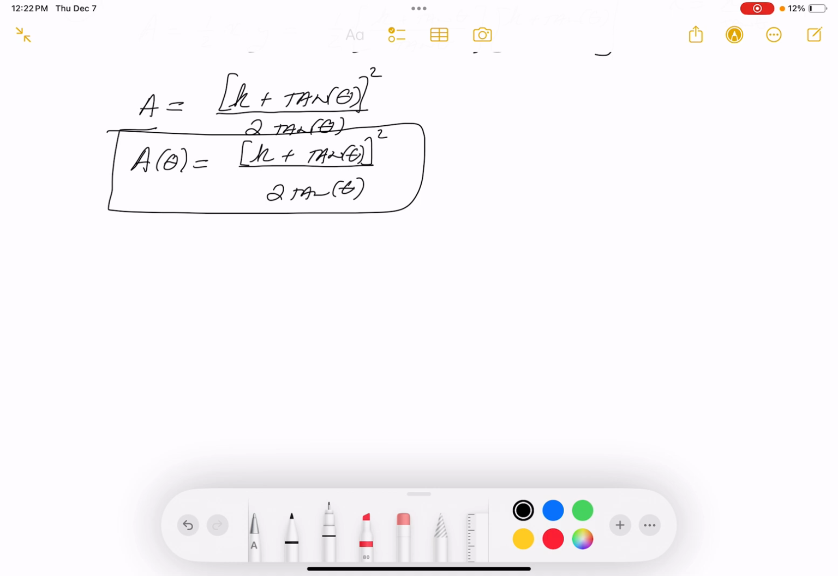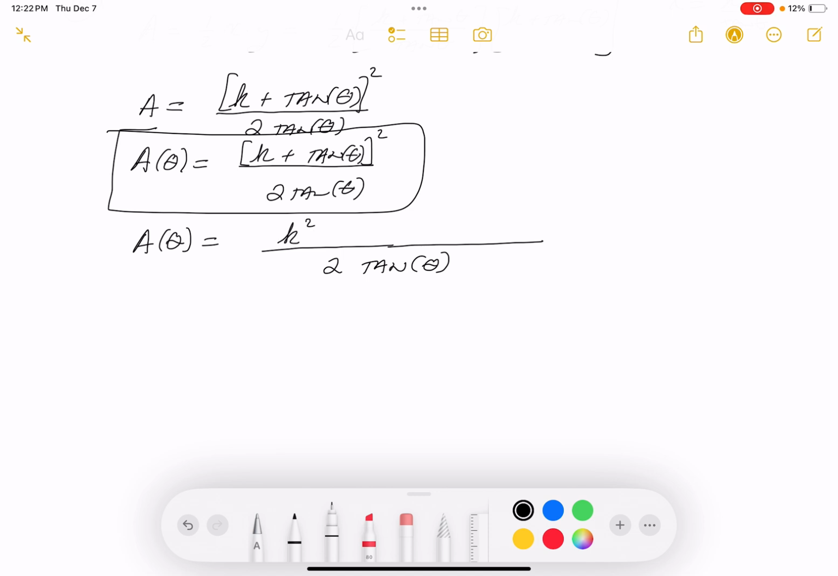For me to use calculus, I don't want to take the derivative of this thing right away. So I want to simplify it a little bit. I know it's difficult, but I want to write down a simpler form of this because I want to take the derivative. The top would be k squared plus 2k tan theta plus tangent squared theta. I have to be careful because I don't want to make any mistakes.